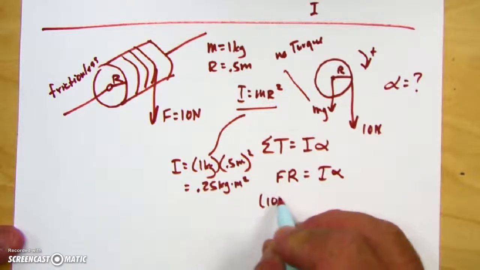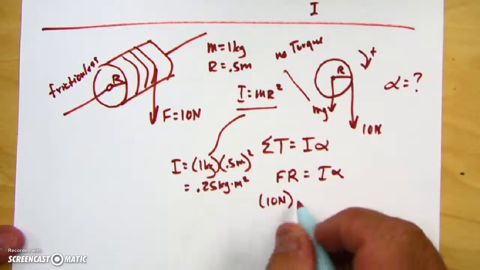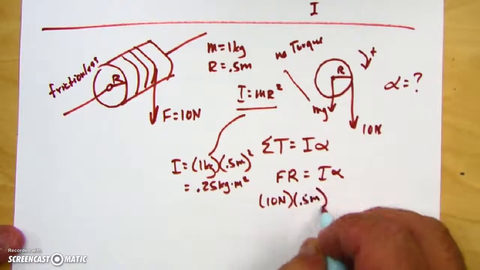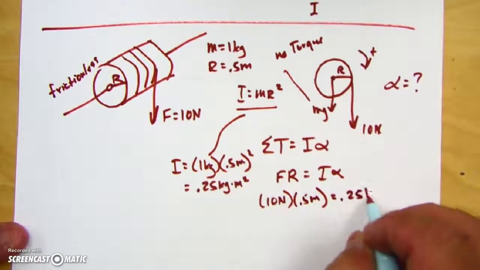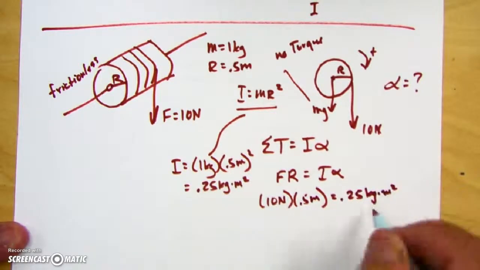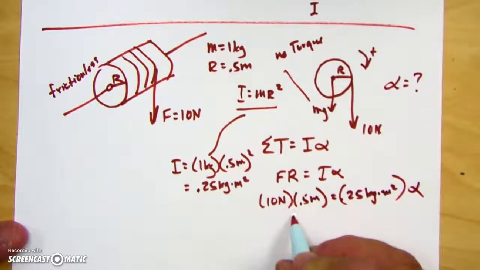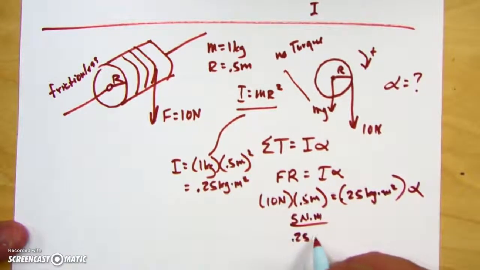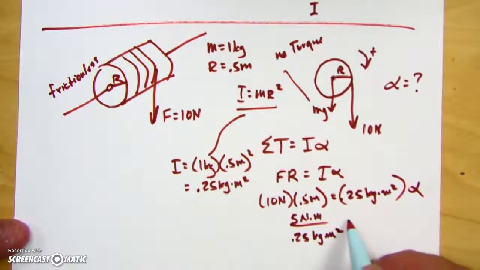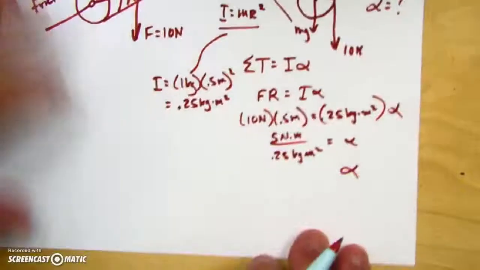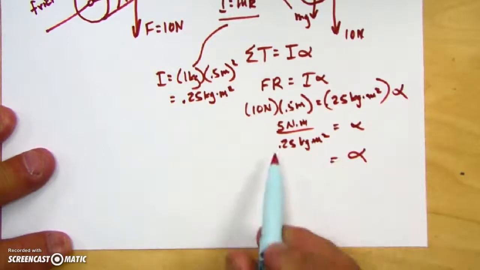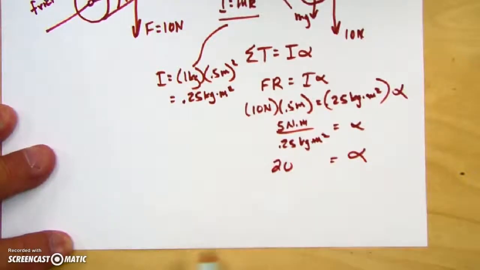We know that F is 10 newtons. We know that R I gave you as 0.5 meters. That's equal to 0.25 kilograms times meters squared times alpha. And alpha is what we're trying to find. So this is going to be 5 newton times meters divided by 0.25 kilograms times meters squared. That's all equal to alpha. So therefore alpha is equal to, that'd be 5 times 4. Alpha is equal to 20.